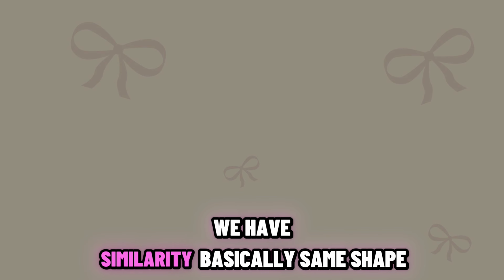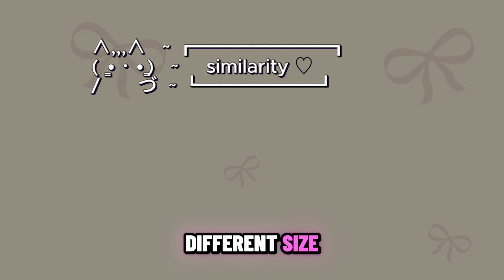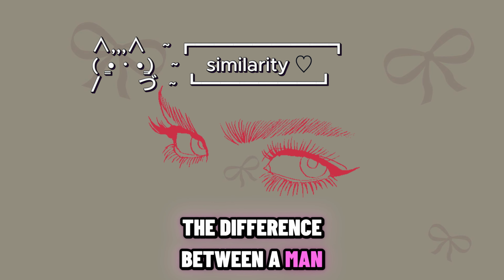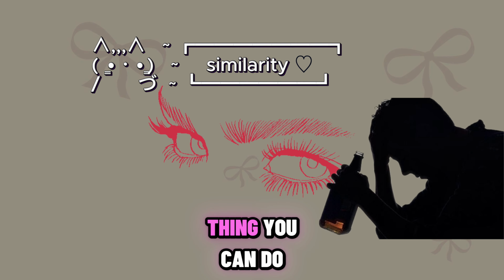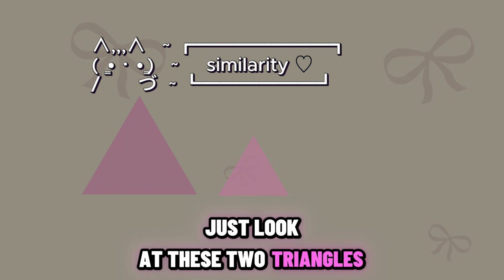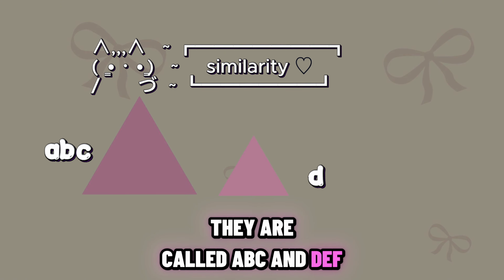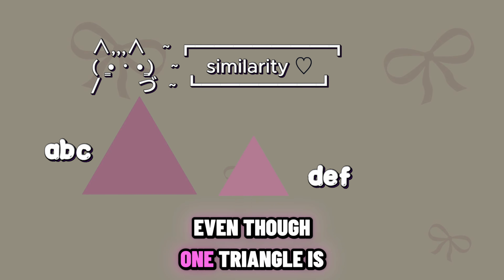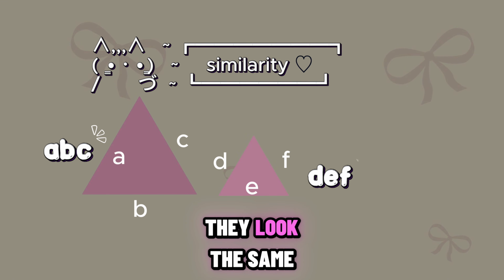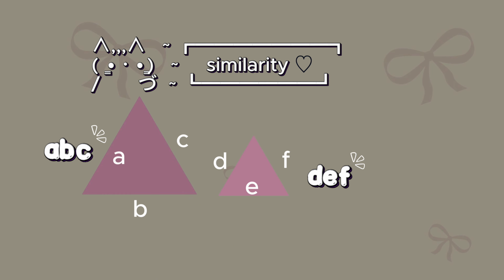Moving on, we have similarity. Basically, same shape, different size. Trying to see the difference between a man and a boy is the worst thing you can do. Just look at these two triangles. They are called ABC and DEF. Even though one triangle is bigger and one is smaller, they look the same. That means they are similar.